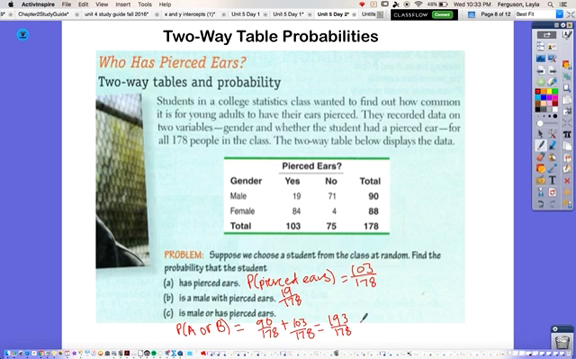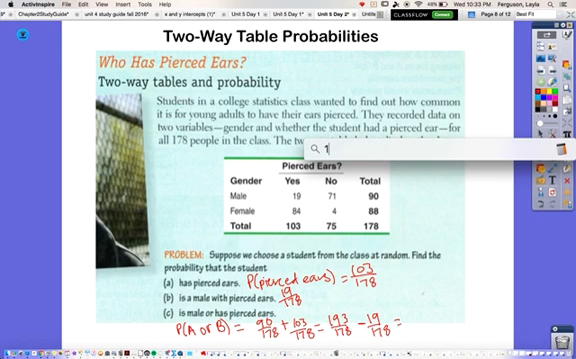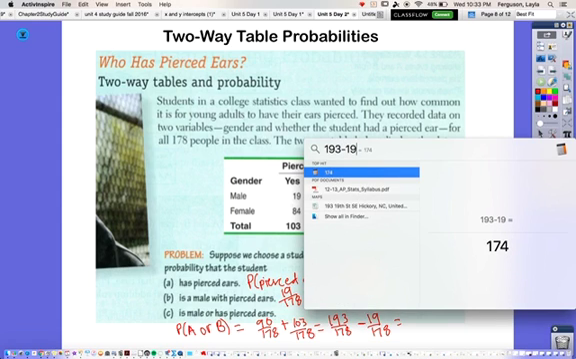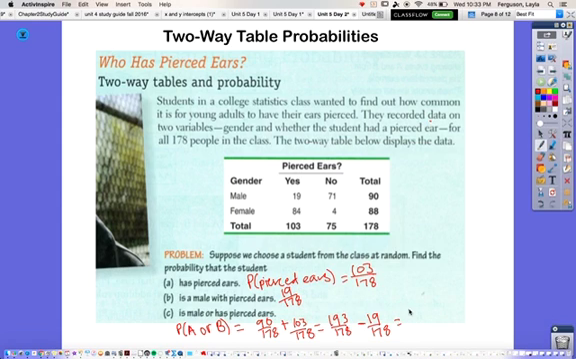So what you have to do is subtract out the males that have pierced ears, which is that 19 out of 178. Whenever you do that, you would say 193 minus 19 to get 174. So you would have 174 out of 178.